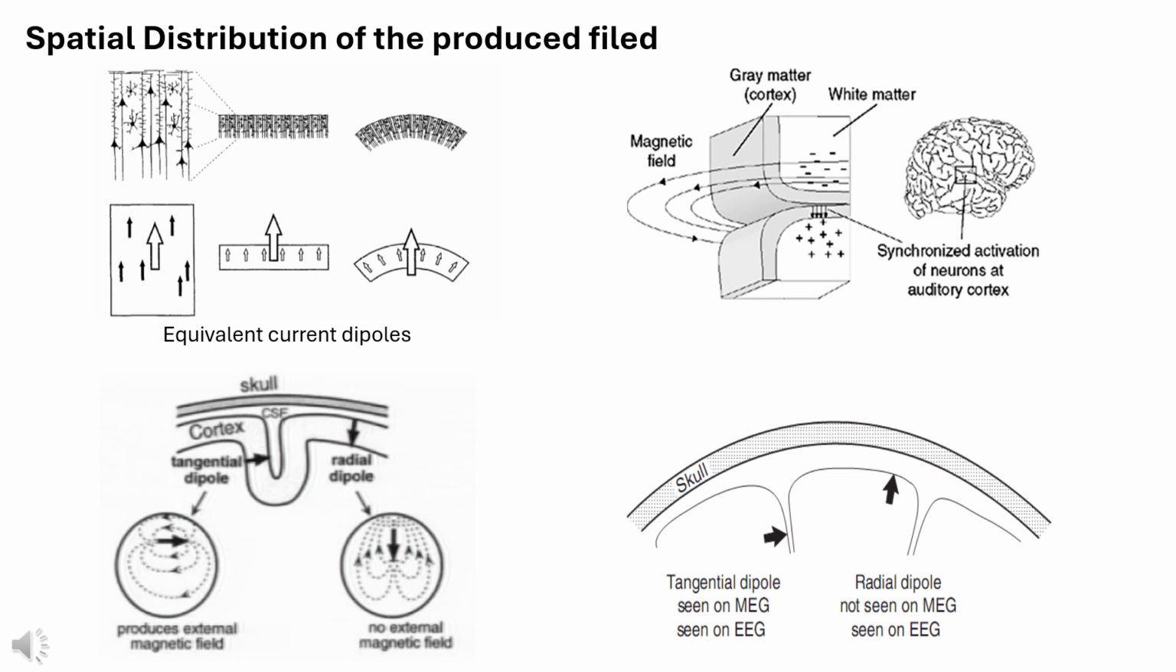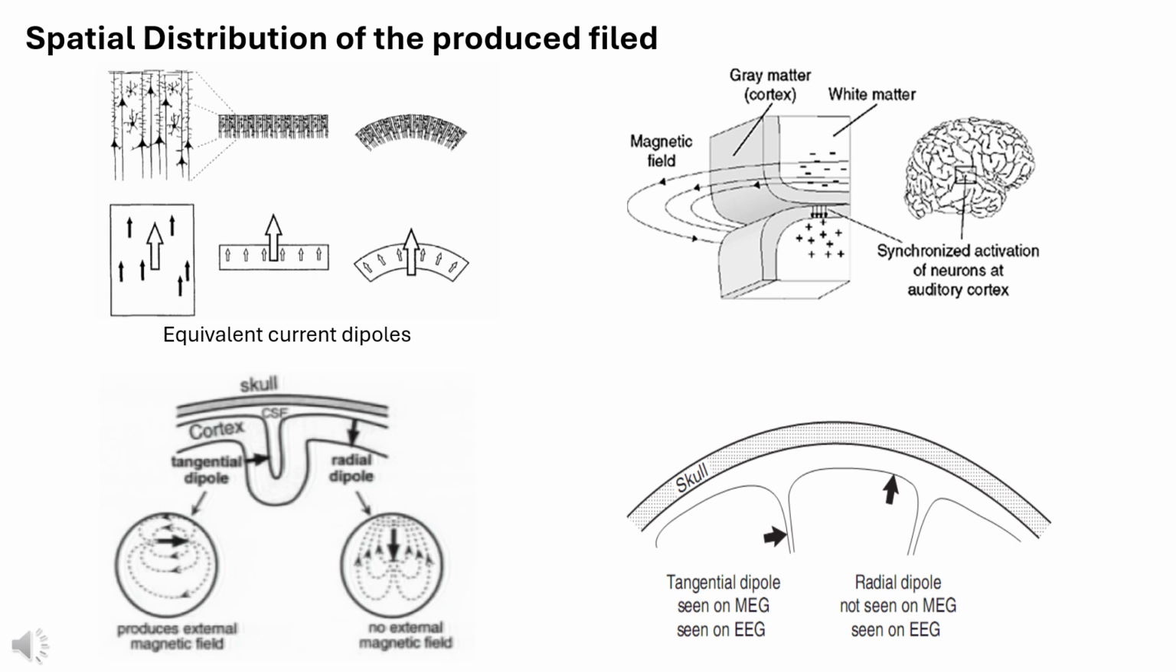In this slide we are going to discuss the spatial distribution of the produced external fields and their relation to the orientation of the dipoles. As previously mentioned, based on the concept of the equivalent current dipole, the synchronized activation of one part of the cortex can be detected as the external field. These concepts are shown in the top side figures of this slide. In addition, their location, orientation, and polarity will define the spatial distribution of the external field.